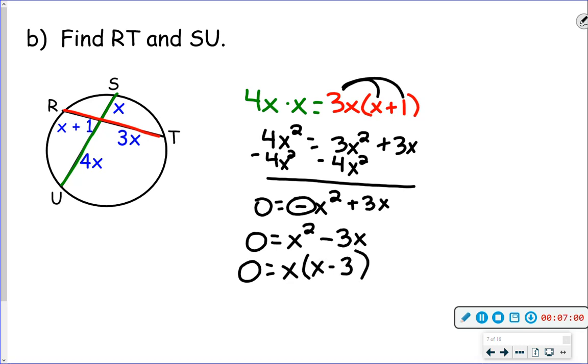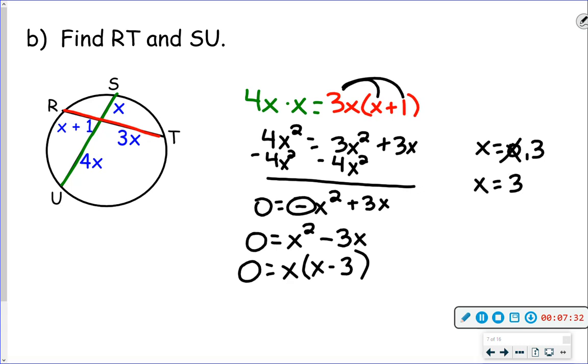What are your 2 potential answers for x? Everybody gets 3. What's the other one? 0. We have to set our GCF to 0. So we have potentially. Now, which one of those, 0 or 3, do you think I have an issue with? The 0. Because if you put 0 in here, how are you going to have a segment length of 0? So I'm just going to keep the 3.